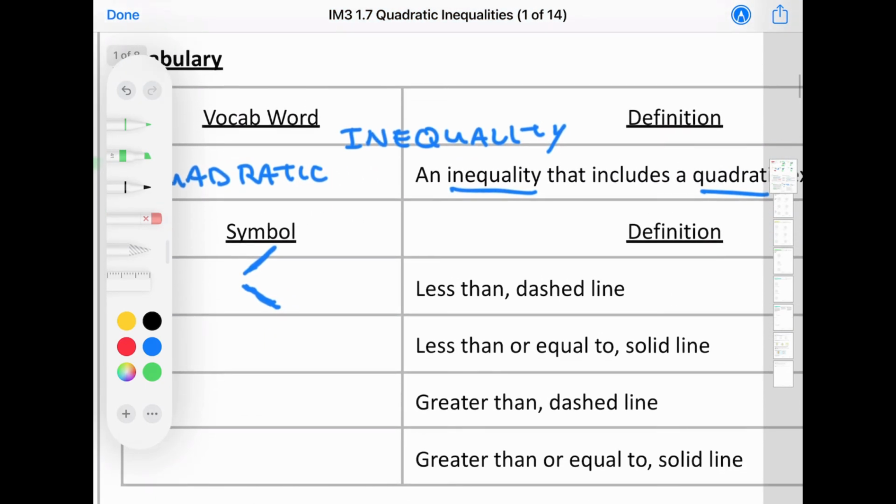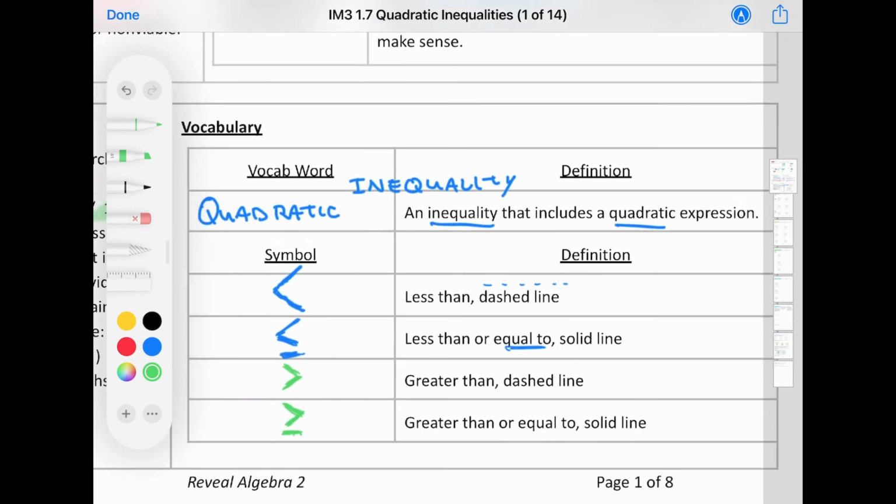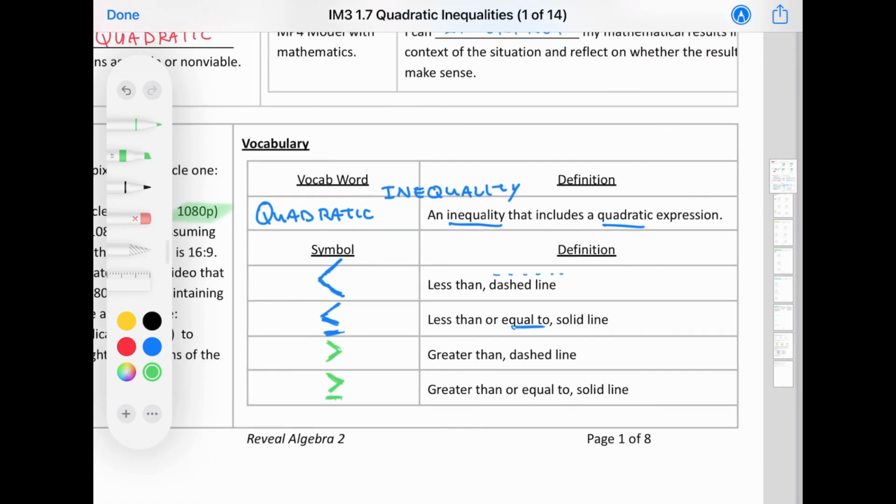And what I meant by a dashed line is that when we're eventually graphing these on the coordinate plane, it'll look like that. Okay. Less than or equal to. The equal to is just you basically have the same sign, but then you have a line underneath it. Greater than, so from reading it from left to right, and then greater than or equal to. Okay, so those are our inequality signs, and that is our intro to 1.7.